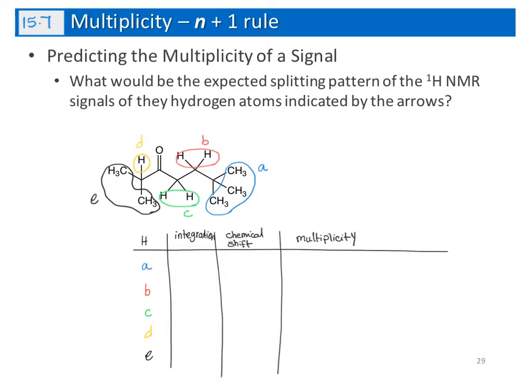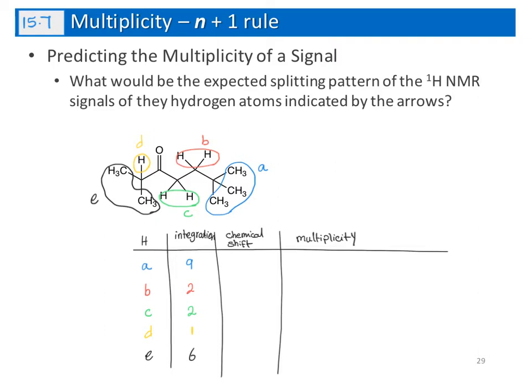All right. Now let's define the integration here. For this group right here, we have 9 protons. So the integration here should be 9. For the red protons, the integration should be 2. For the green, that one should also be 2. For the yellow, it is 1. And for the black protons, that should be 6.